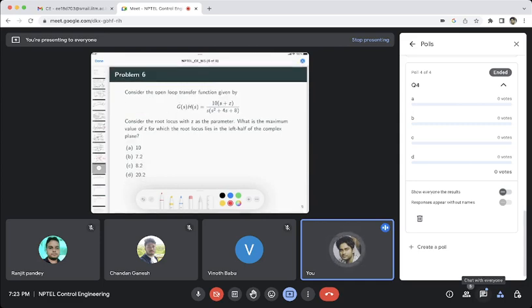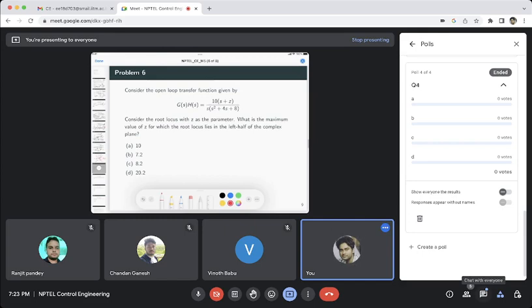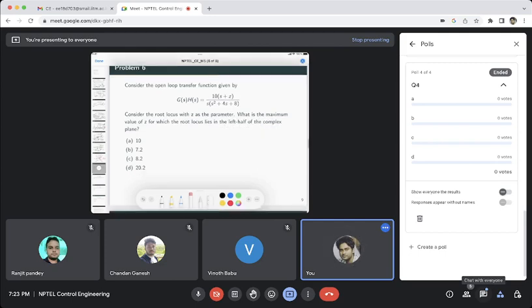So you have an open loop transfer function given here. Here you can treat z as a parameter. You have to find what is the maximum value of z for which this root locus will lie in the left half of the complex plane. So what will you do? Can anyone answer? What should we do now?